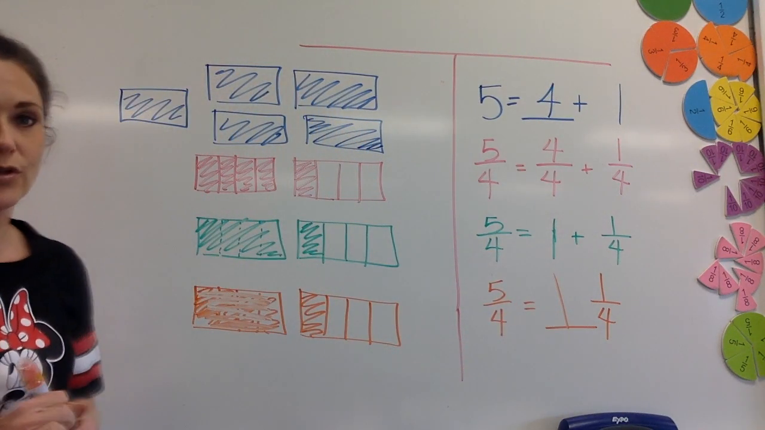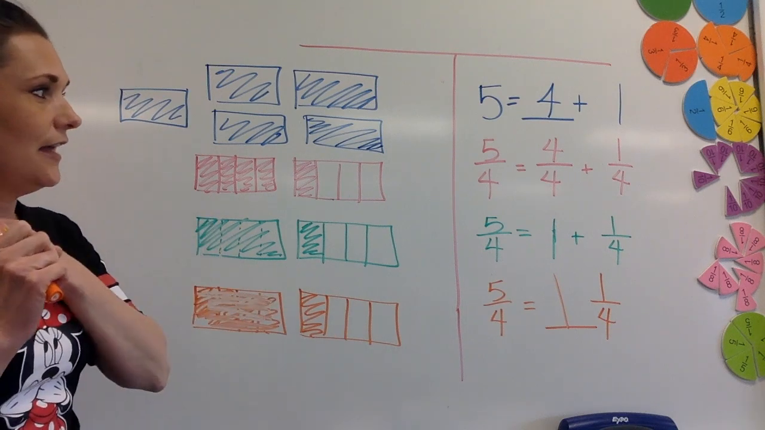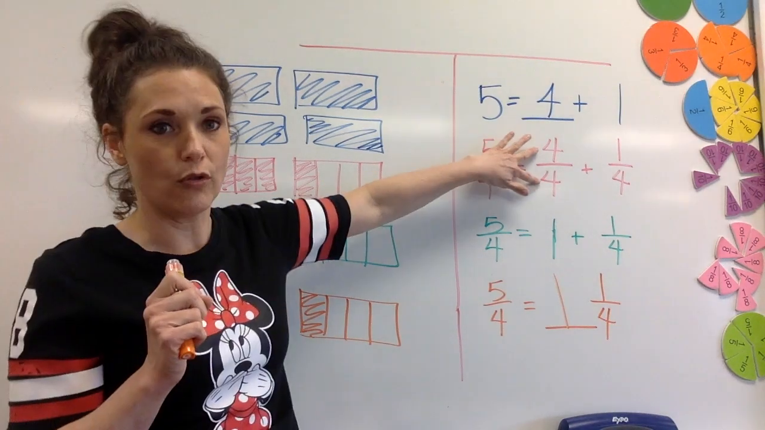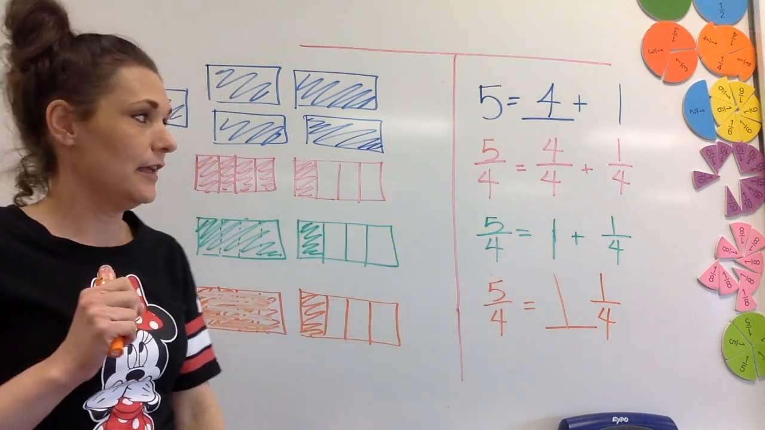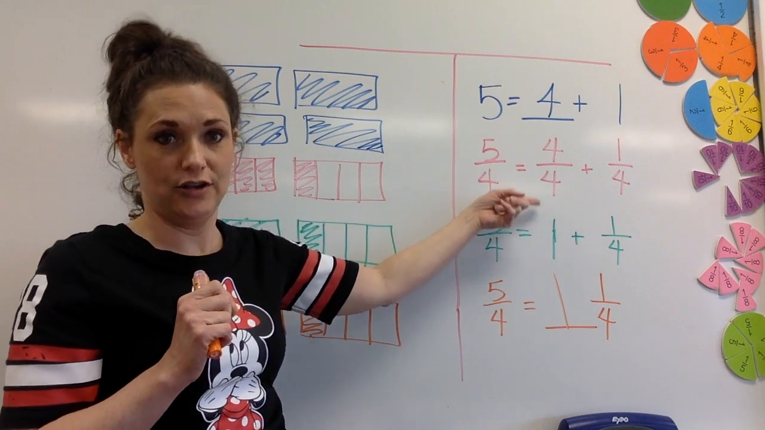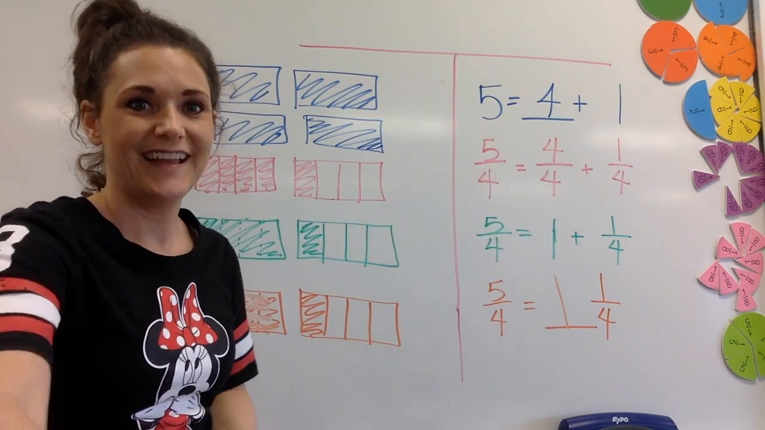All right, so you can see how we can start to switch our thinking and think of wholes as 4/4 or as a whole. And as long as our numerator and our denominator are the same number, you know it's going to be a whole. All right.